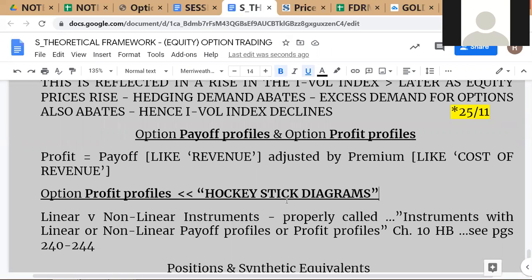So that's why these are called hockey stick diagrams, because all this option trading theory has emerged from North America, from the US mainly. Those guys are much bigger on ice hockey than field hockey. So that's why when they say hockey, they mean ice hockey. So these are called hockey stick diagrams. That's also important for you to know.